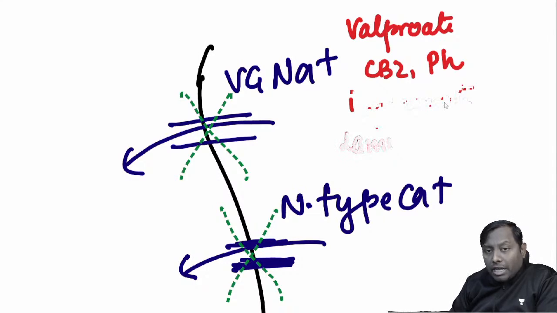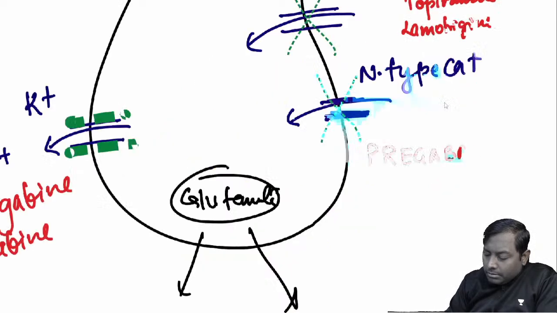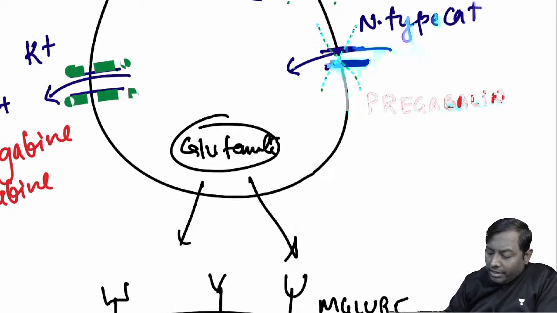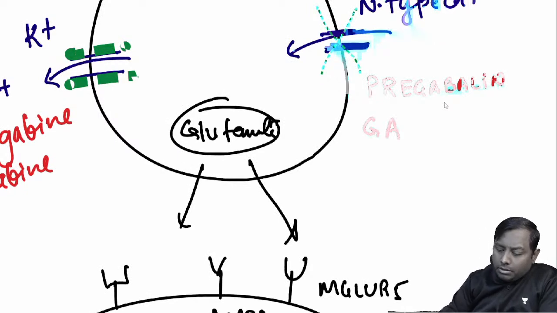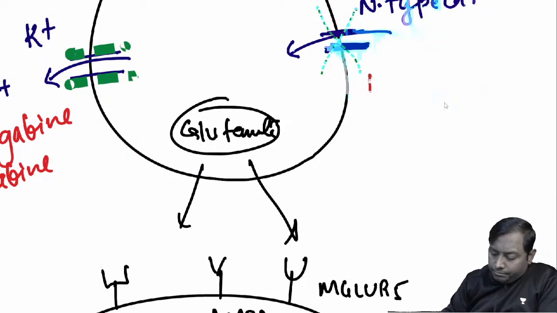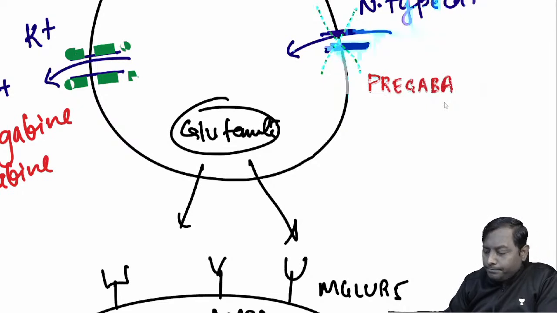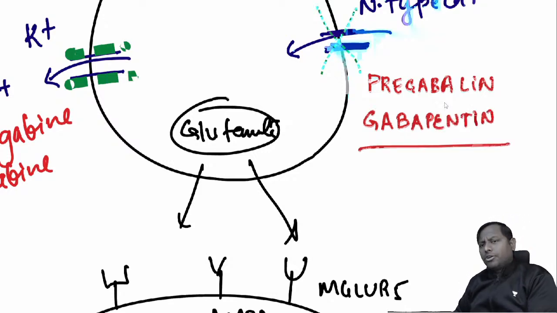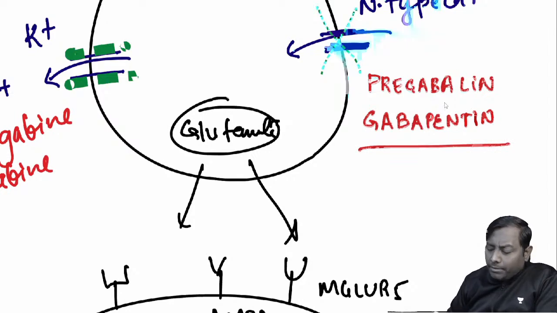What are the N-type neuron type calcium channel blockers? That will be your pregabalin. Then we also have gabapentin. Pregabalin, gabapentin. And then we have other drugs like lamotrigine and others. They also act as N-type neuron type calcium channel blockers.